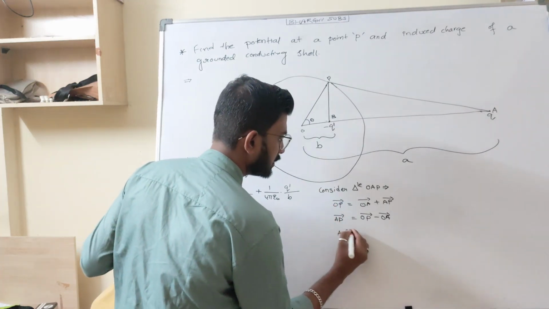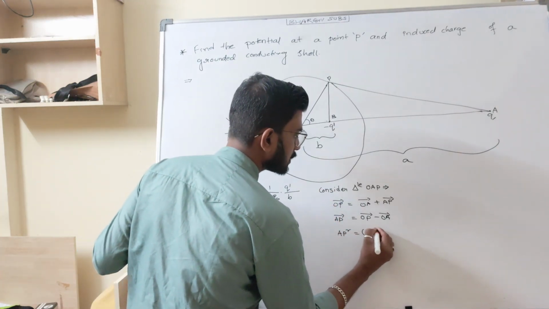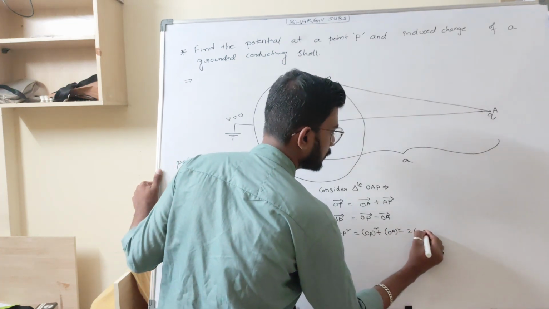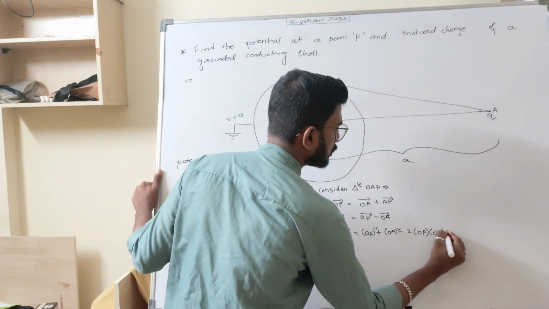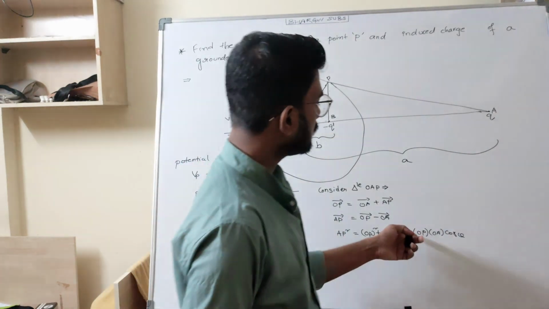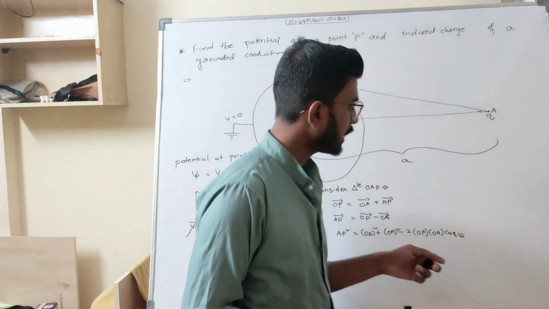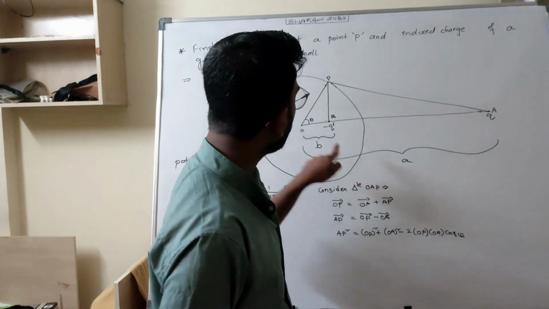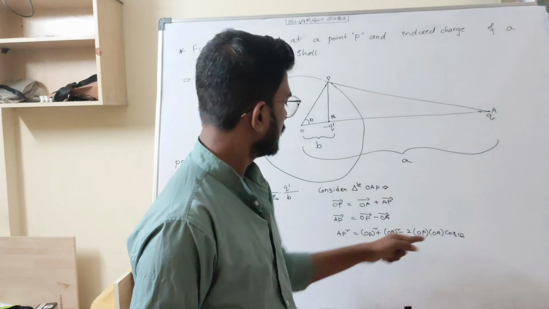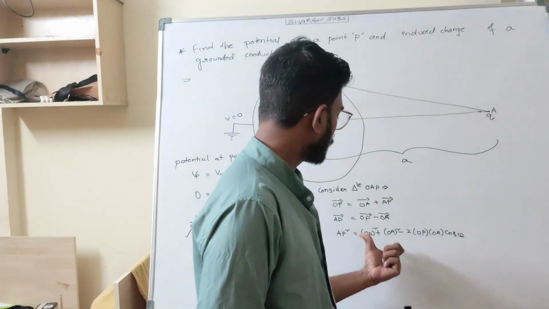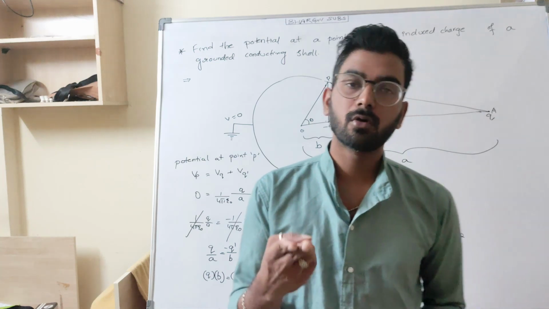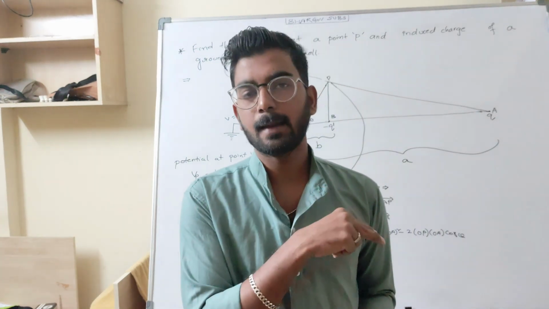So AP square is equal to OP square plus OA square minus 2 OP OA cos theta, because I have to apply the angle between the vectors. The angle between OP and OA is theta. This is the cosine rule: if you know two sides and want to find the other side, you can apply the cosine rule.